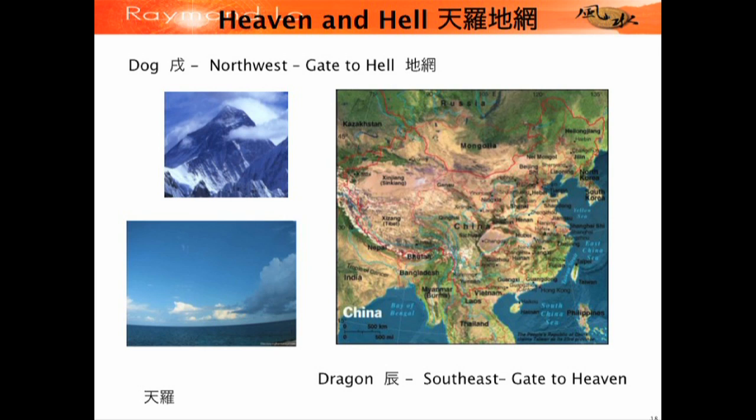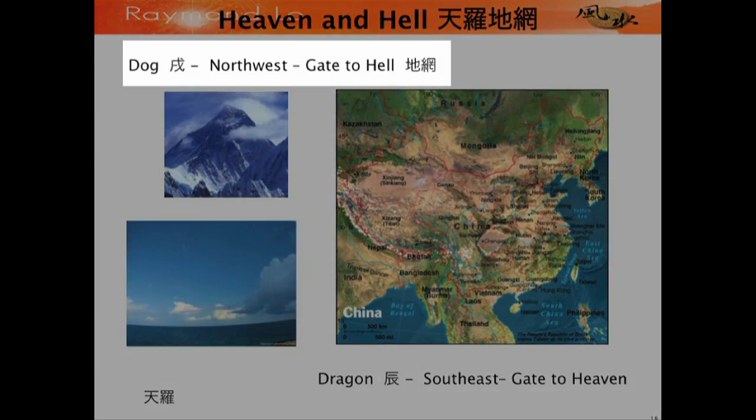So this shows you the landscape of China. This is very high mountain in the northwest. Northwest is the direction of the dog in the compass. Because the mountains are so tall, you cannot see the heaven. So therefore it's called the gate to hell.